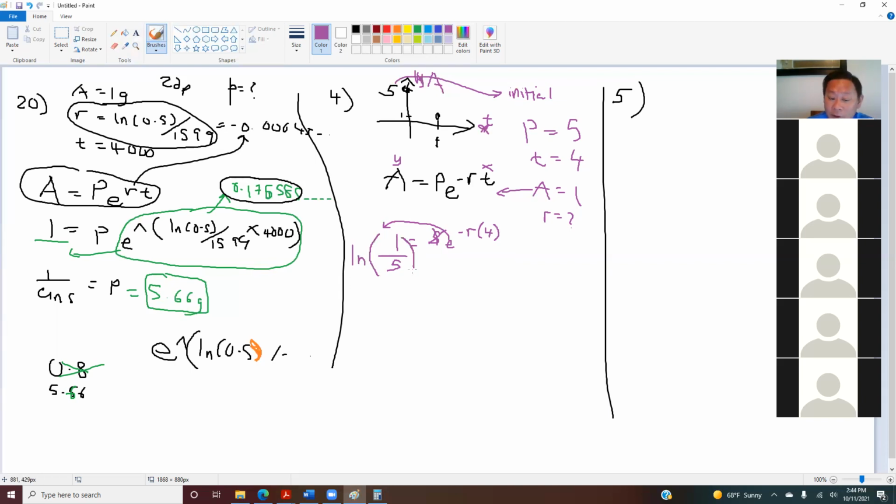So watch out for this. When you put it in your calculator, make sure you close your parentheses here. Don't forget to close your parentheses. And how do we get rid of the -4 since we got R here? Divide by -4. So use your calculator and figure out what this number is.